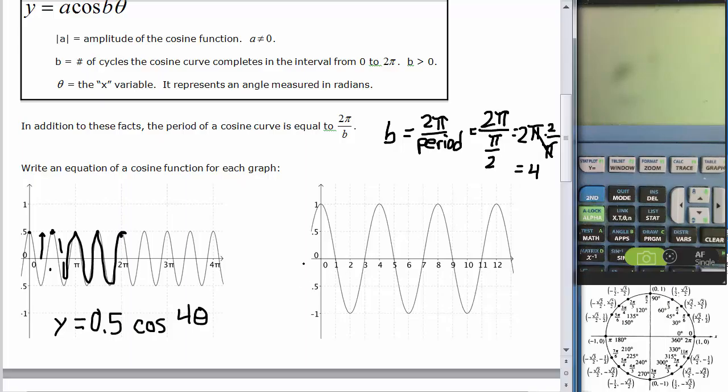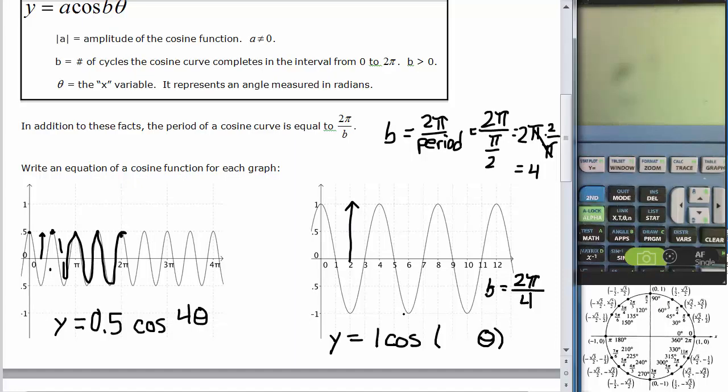That's your b value. What I'd like you to do is pause the video and see if you can come up with the equation for this other cosine function. So for our equation, we're going to start with y equals. The amplitude here is clearly equal to 1. That's the distance from the midpoint of our graph to the highest point. That's 1. It's going to be a positive value because the graph starts at a maximum value. So we do 1 cosine.